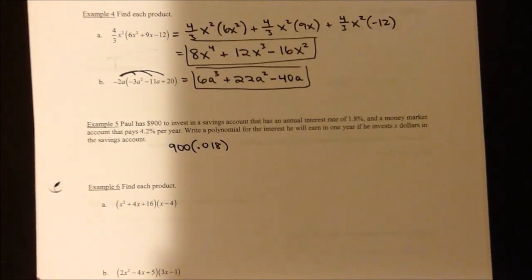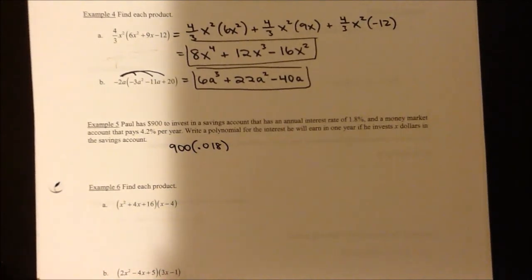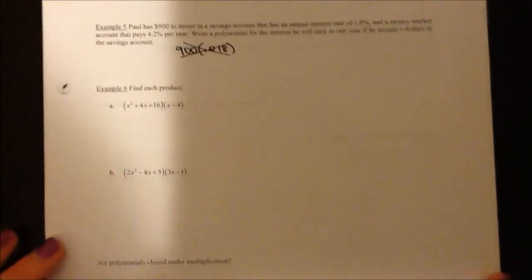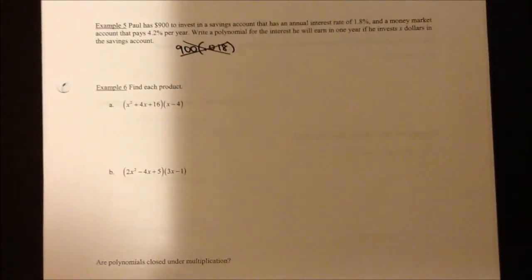Alright, so that, hold on, that is a little bit mixed up. Invest in a savings account. That did not give us enough information to solve that. That is not enough information at all. Yeah, you know what, we're going to skip it anyways because I want to get you guys through these things. Okay, number 6, find each product.